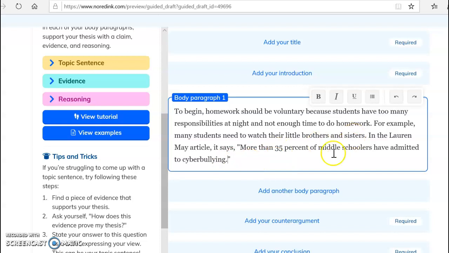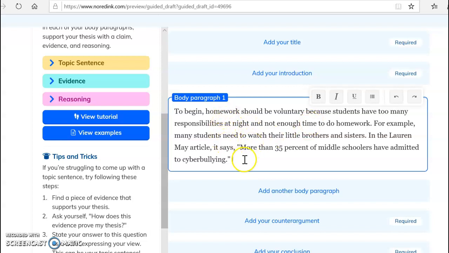All right, and then your next one is going to come back and give another reason. They don't have enough time to do homework. What's another responsibility that you have at night? I have to do the dishes, clean the bathroom, and you would put that here. So I want two good reasons or two good supports for each answer, and then you're done.